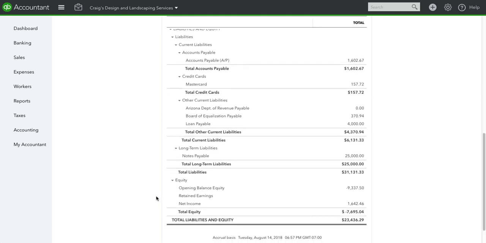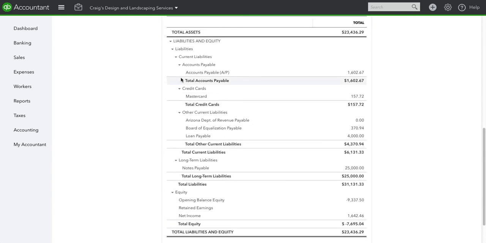Liabilities, we have different types of liabilities. Accounts payable, bills that you have entered into QuickBooks Online but have not paid. Credit cards, pretty straightforward. If you have more than one, they will all be listed here. Assuming that your books are reconciled, this amount would show the balance due as of the previous period, which would be the period that you reconciled.